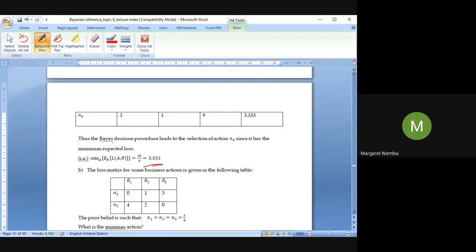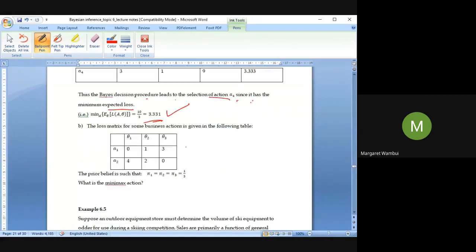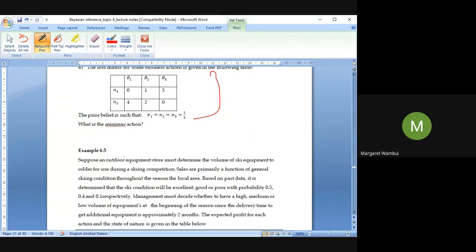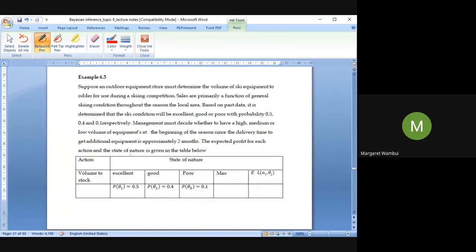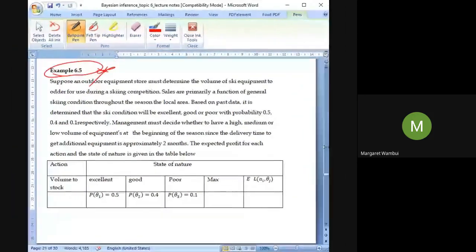And that is now the decision: the Bayes decision procedure leads to the selection of action A4 or action 4, since it has the minimum expected loss. And you get that as the answer. And you can try this example. It's as simple as that one. Type the minimax solution. And I think now we can stop there, but next time maybe we can start from here. We can do example 6.5, and I think we shall be okay.